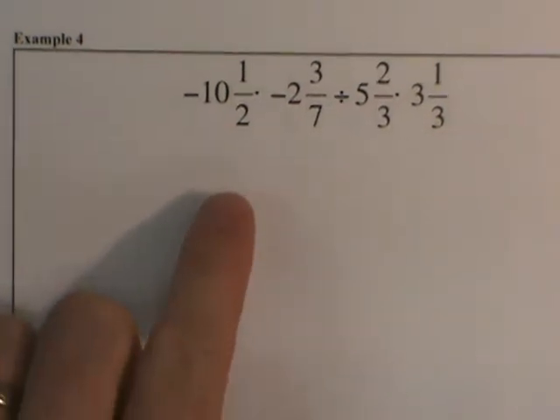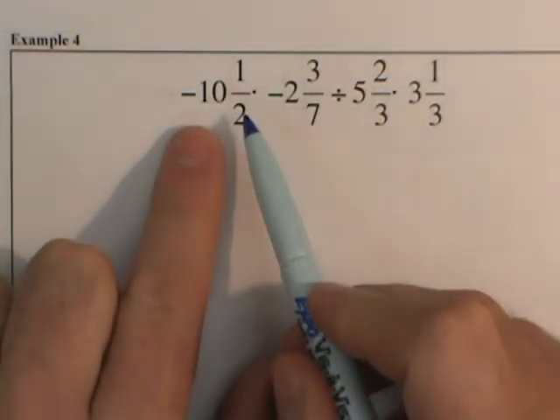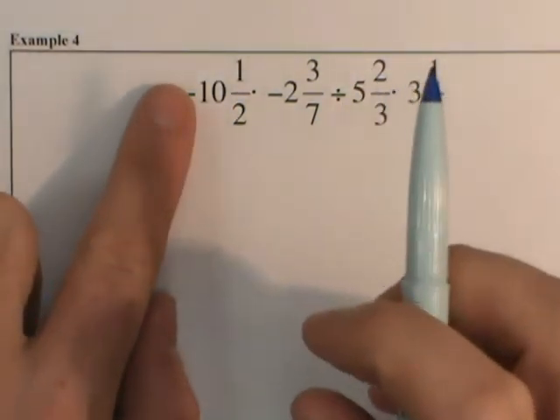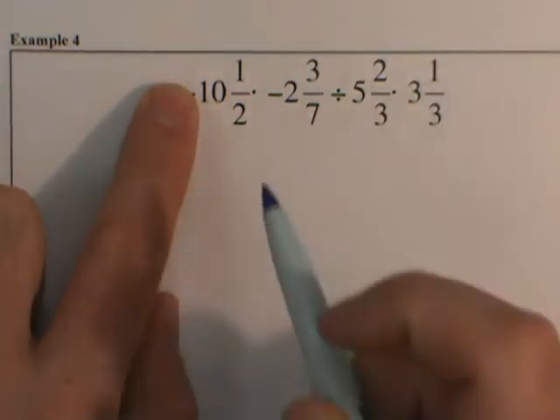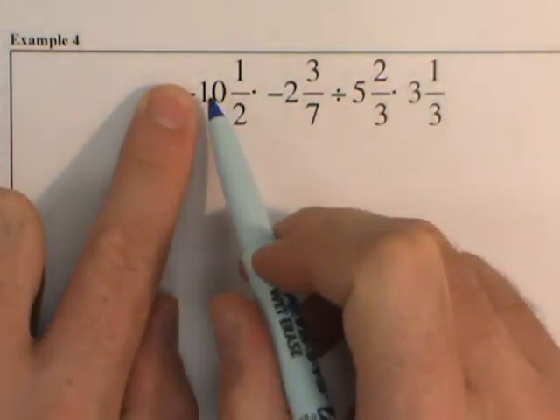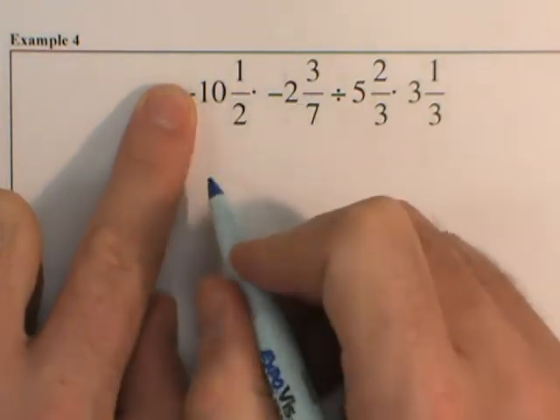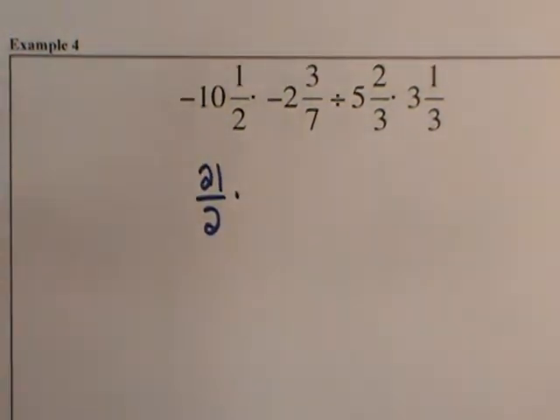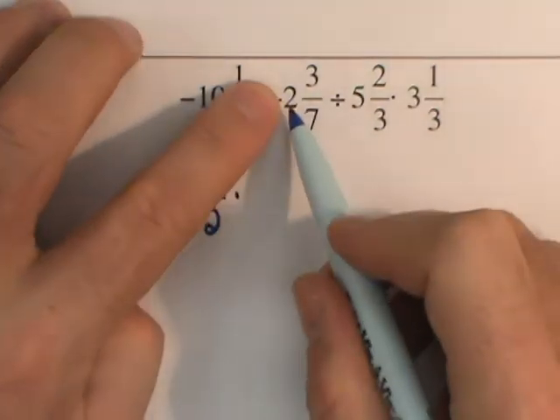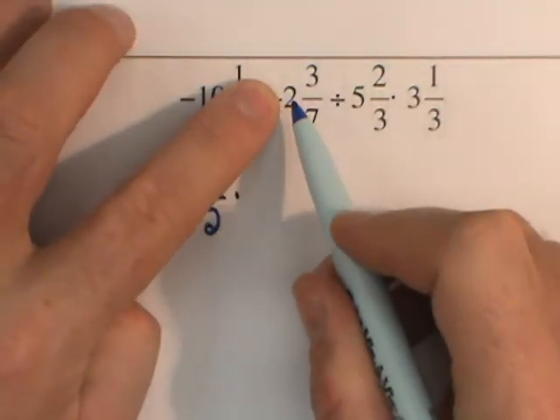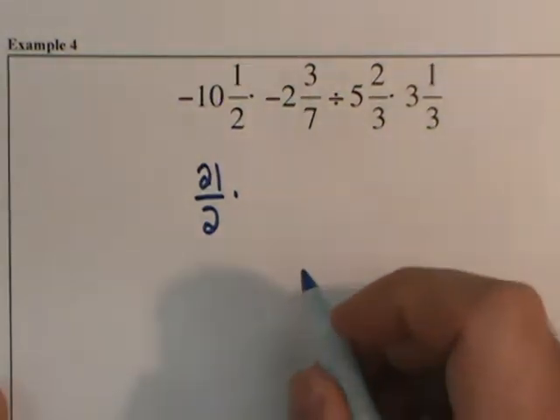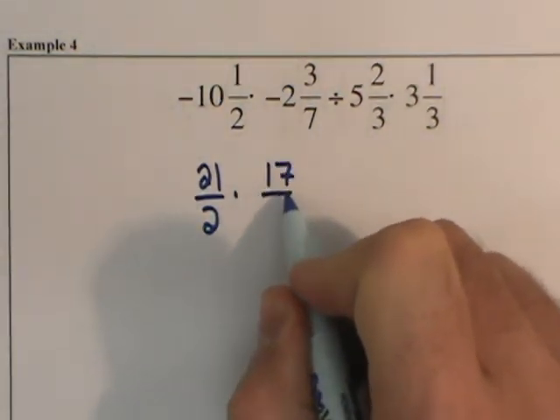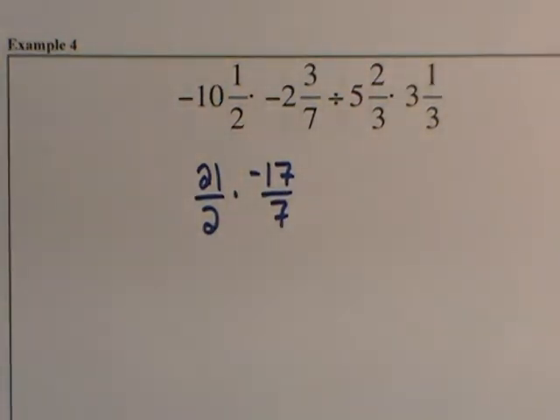For me, as I work through this problem, I'm going to turn every mixed number into an improper fraction. Again, with a negative, you ignore the negative sign and go through the procedure. 2 times 10 is 20. 20 plus 1 is 21. So I get 21 halves times, we're going to do the same thing here. 7 times 2 is 14. 14 plus 3 is 17. So I'll say 17 sevenths, and I'll make that negative.